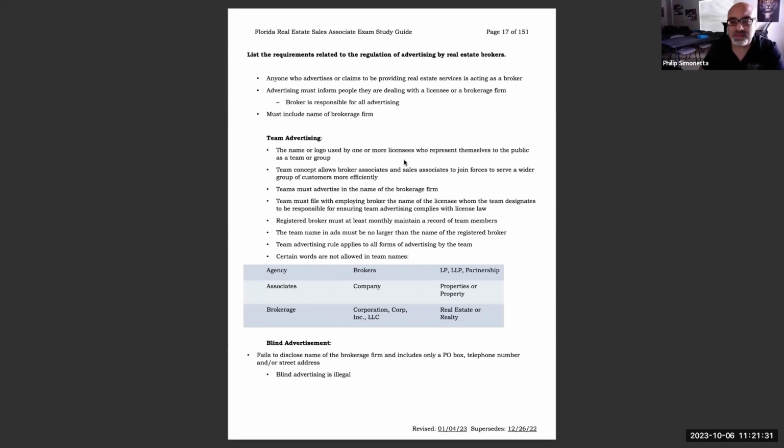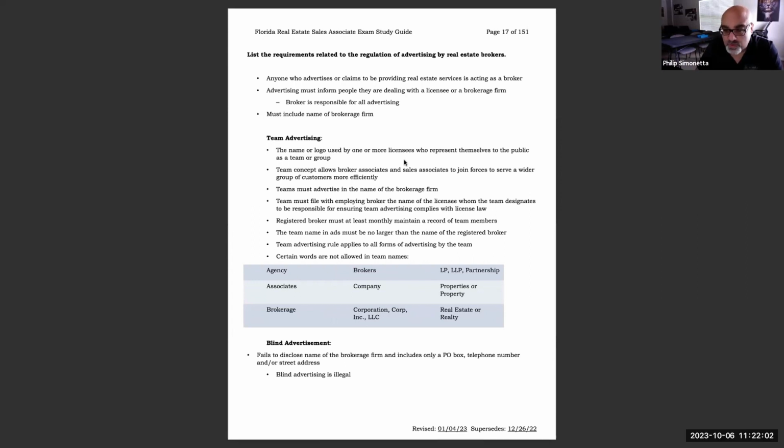Okay, so let's talk about team advertising. The name or logo used by one or more licensees who represent themselves to the public as a team or group. The team concept allows broker associates and sales associates to join forces to serve a wider group of customers more efficiently. Teams must advertise in the name of the brokerage firm. A team must file with the employing broker the name of the licensee whom the team designates to be responsible for ensuring team advertising complies with license law.